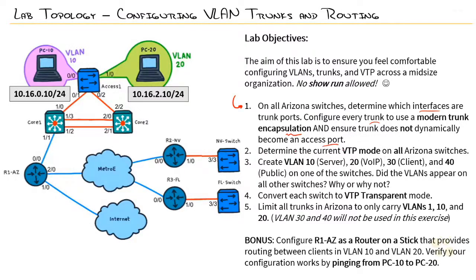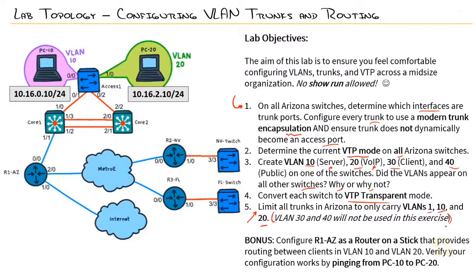Second, we'll determine the current VTP mode on all Arizona switches and create 4 different VLANs. Names are right in the parentheticals on each one of the switches. Verify that they did or did not appear on all the other switches and figure out why or why not that might happen. Then we'll convert all the switches to VTP transparent and throttle the trunks in Arizona to only carry VLANs 1, 10, and 11. VLANs 30 and 40 will not be used in this exercise.